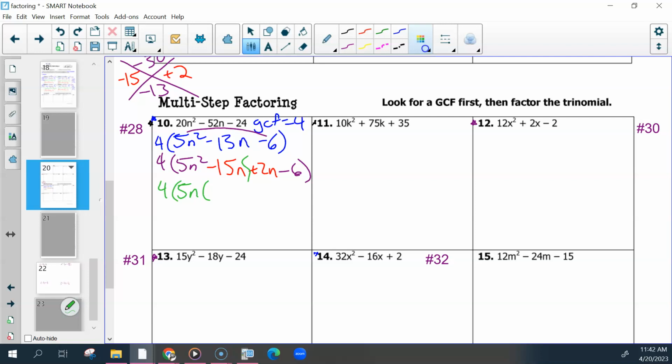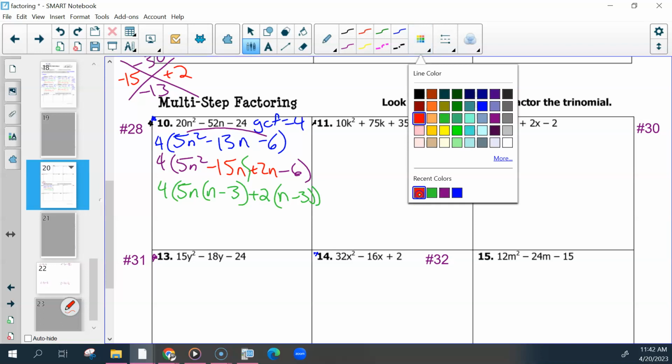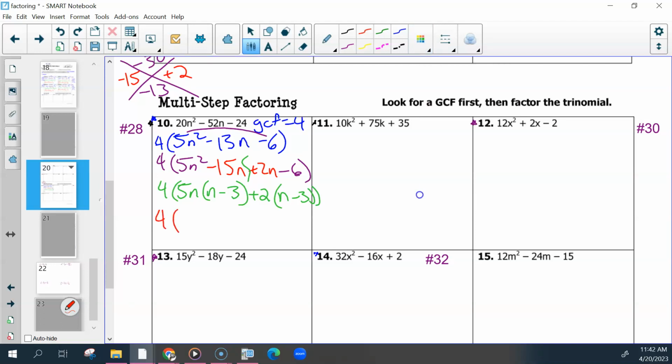What would 5n squared divided by 5n give us? N and then minus 3. What could we divide out of the last two? Positive 2. And what would be left if we did that? And minus 3. So then when we go to write our final answers, we would still have the 4 in front. And then the rest are the same, so 5n plus 2 and n minus 3.